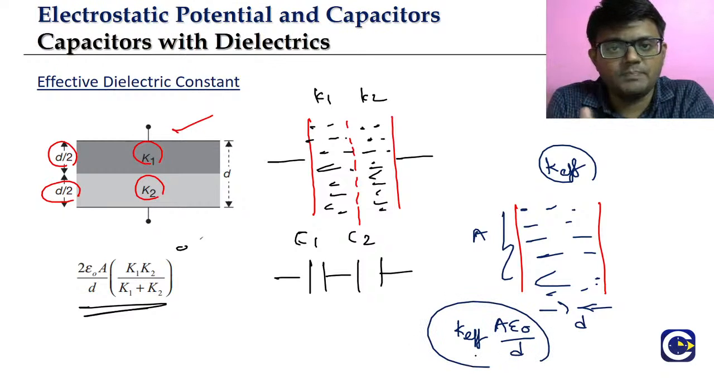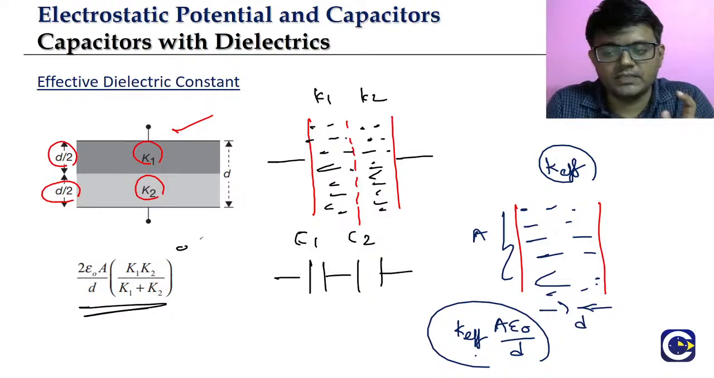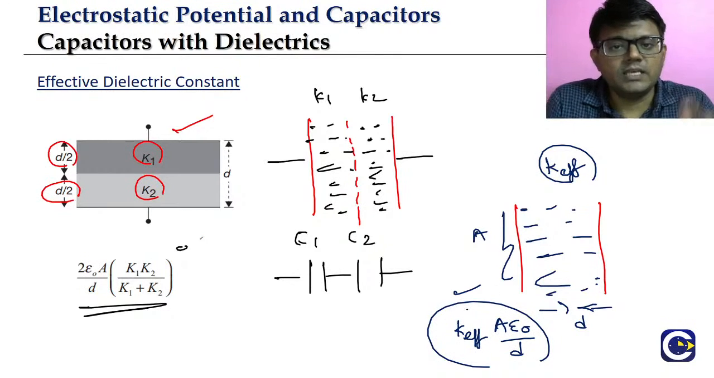If you replace all this, there are two mediums given here. We remove them and keep just one single medium with a dielectric constant, which we name K effective. Then what is the capacitance value going to be? If you are keeping a single medium, the capacitance value is K times A epsilon naught by D, right? So the capacitance value is K effective times A into epsilon naught by D.